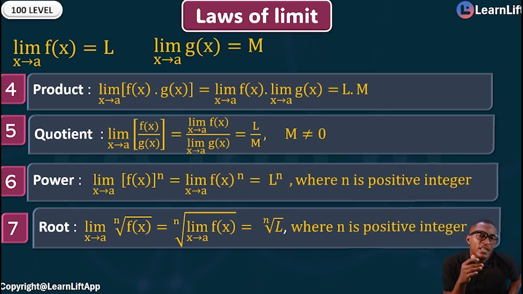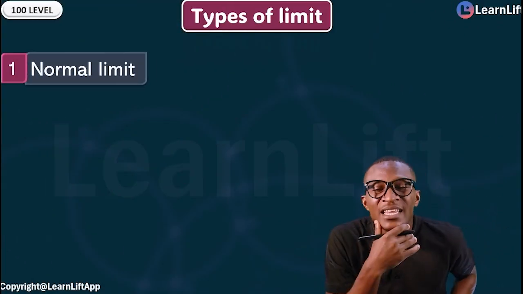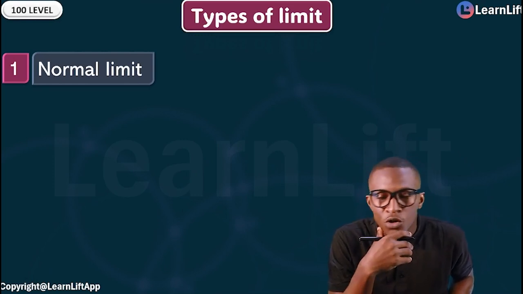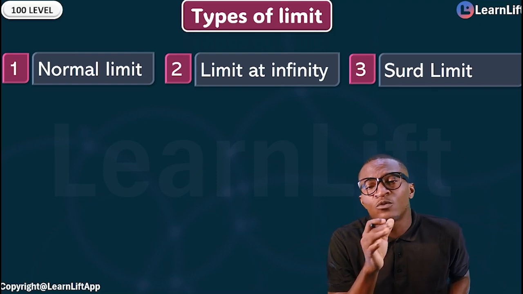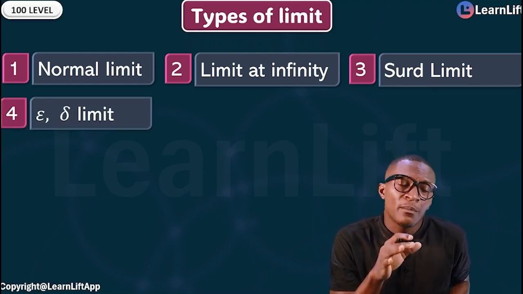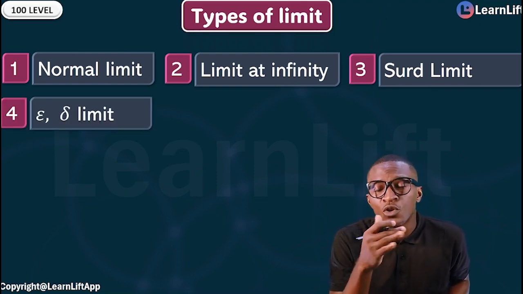Quickly now, let's learn the types of limit. Now, there are practically 9 types of limits. Number 1, we have what we call the normal limit. Number 2, we have the limit at infinity. Number 3, we have the sub limit. Number 4, we'll talk about your epsilon delta limit. We're going to discuss all this.